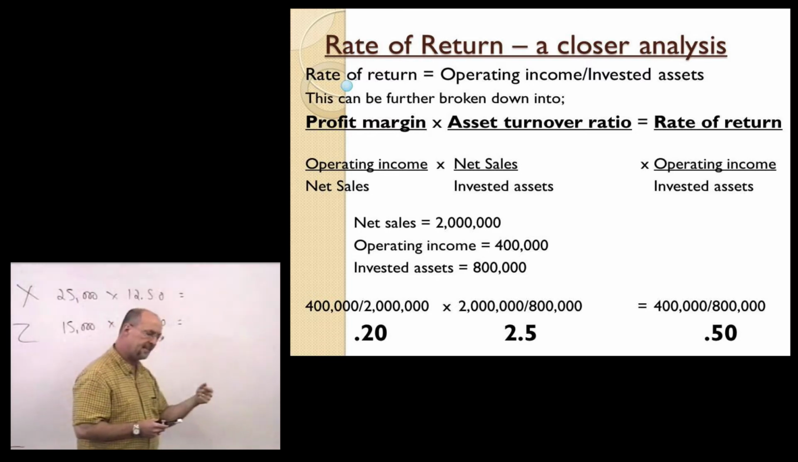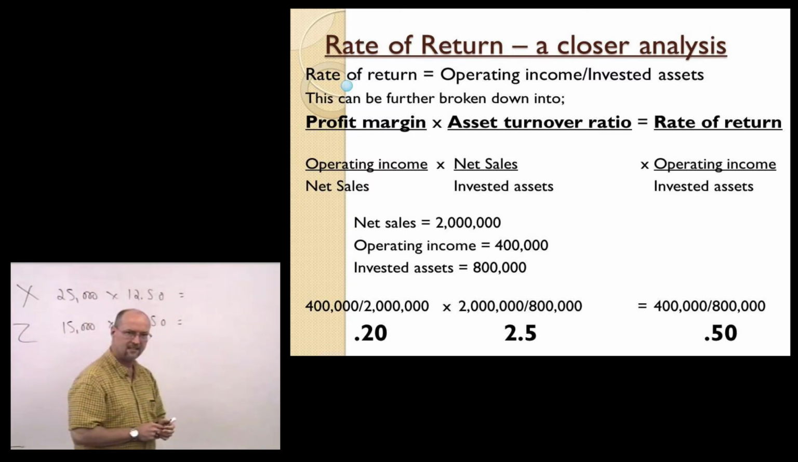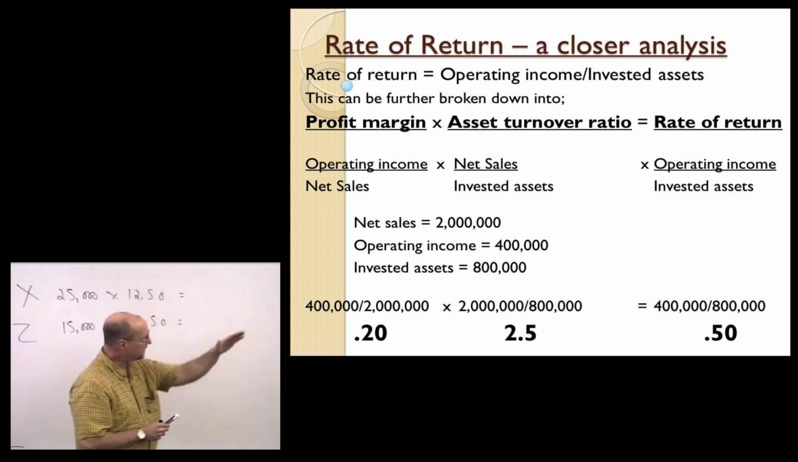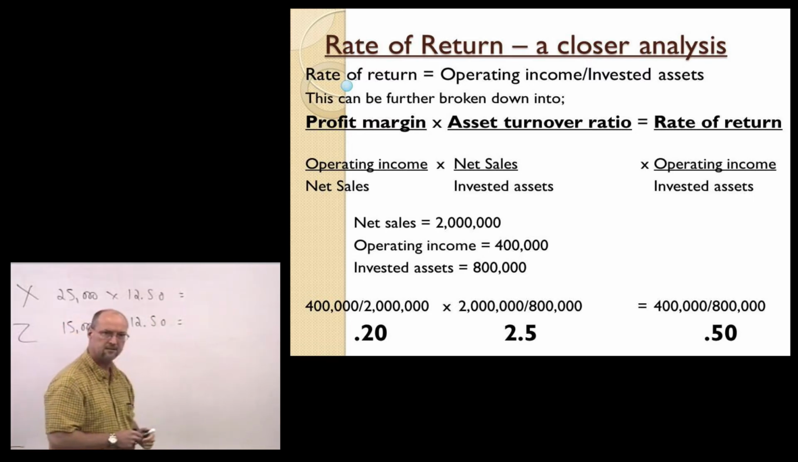Now again, back in financial accounting we said net income. Here we're going to use operating income. Operating income divided by your net sales. That's your profit margin. Asset turnover ratio is net sales divided by invested assets. Okay, notice how net sales cancels out, leaving us with the numerator operating income and the denominator invested assets.